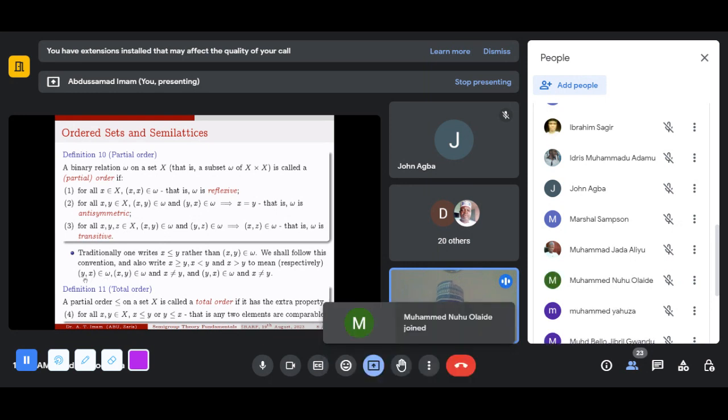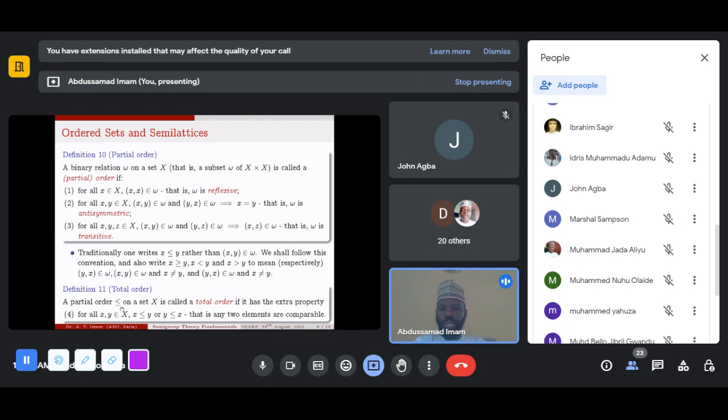So if you want to say y is related to x, you say x is greater or equal to y. In other words, y is less than or equal to x. And then x is less than y to mean x is related to y and x is not equal to y. And then x is greater than y with the same meaning. Actually, y is related to x and x is not equal to y. So all the notations, I believe, are very clear.